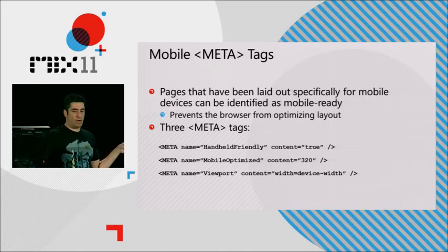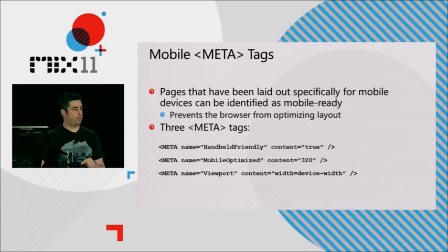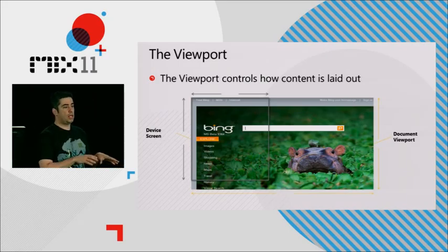IE9 will recognize all three of these, and it'll do it in order of age. So if it sees handheld friendly but nothing else, it'll use it, right? But if your page has all three of these, it knows that viewport's the most modern one, and it'll use that instead. The great thing about the viewport is that it lets you control how the page is laid out.